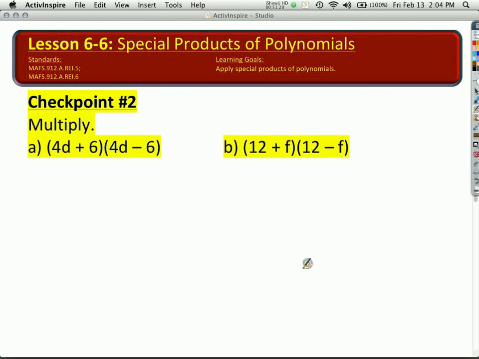All right, let's see how we do. All right, part A. I've got student number 9 and student number 4. Student number 4. 16b squared minus 36. Part B, I've got student 18 and student 3. Student number 18. Student number 3. Say it again. 144 squared minus f squared. Okay, so it is 144 minus f squared.